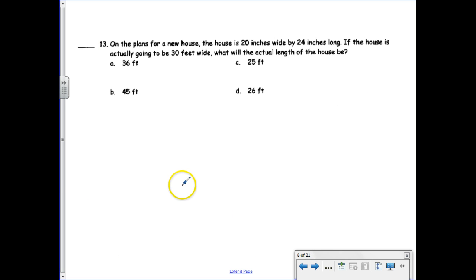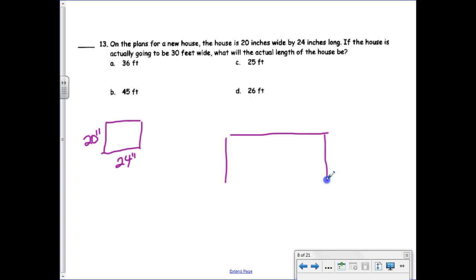On number 13, it says the plans for a new house. The house is 20 inches wide by 24 inches long. I'm going to stop right there. Okay? 20 inches wide, 24 inches long. Not a nice rectangle. Now, the real house is going to measure, now it says 30 feet wide. So this is 30, and I'm in feet, and this is what I don't know.